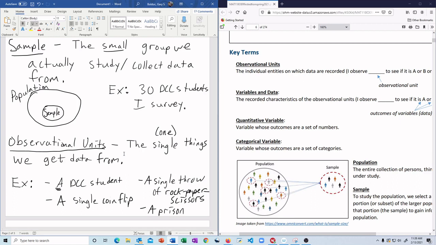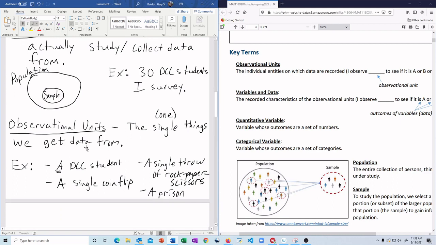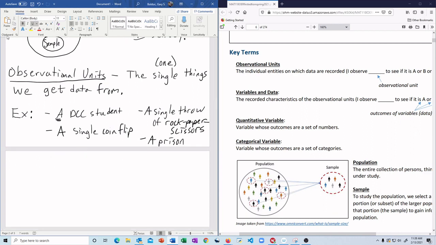So your sample has many of them in it. Like the 30 DCC students, that has many observational units, 30 of them. But when we want to talk about that, we need to focus down. What's the one thing I look at a time? I look at one student at a time, one coin flip, one throw of rock, paper, scissors, one prison. So that kind of goes nicely into variable.